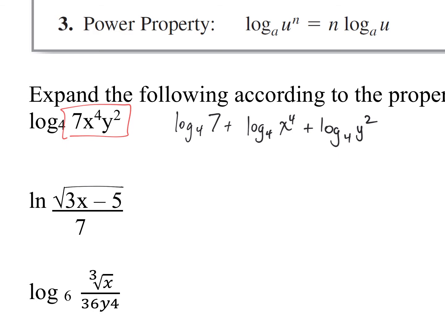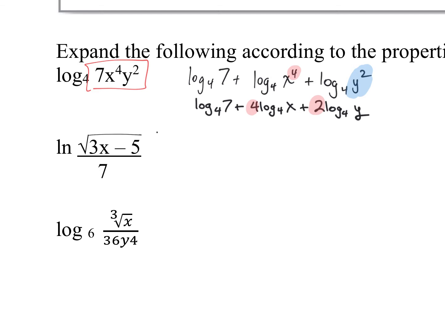And then a couple of my logarithms have exponents, so our final answer here would be log base 4 of 7 plus 4 log base 4 of x plus 2 log base 4 of y. You can see that once we split up this logarithm, our exponents can move out front and multiply our logarithms. Why does that make sense? We multiply exponents when we raise a power to a power, which is basically what we're doing with something like y squared.